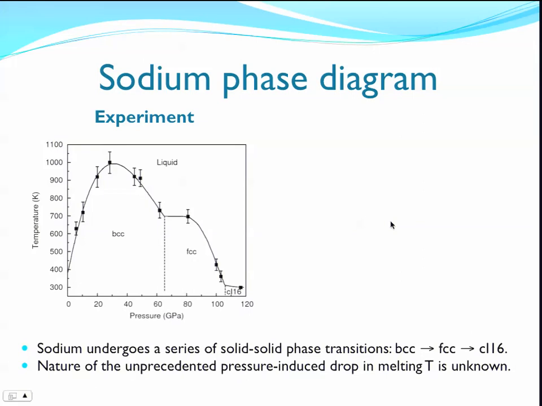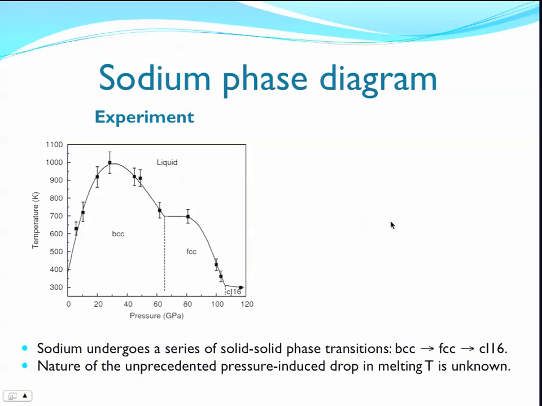First of all, it undergoes a series of solid phase transitions, with the complexity of solid phases increasing with pressure. For example, there is a sodium crystal phase that contains approximately 500 atoms in a primitive cell. It's like the most complicated structure of an element ever observed. However, in our work, we concentrated on another most interesting phenomenon in sodium. It's this pressure-induced drop in melting temperature.